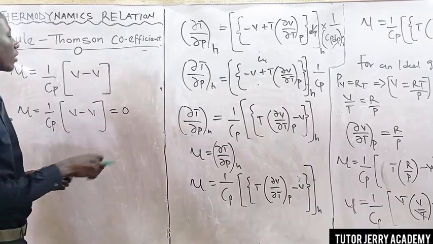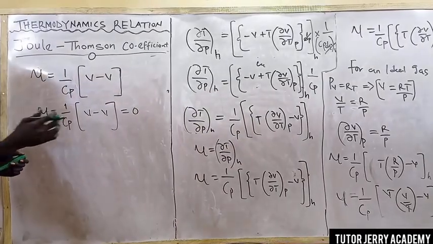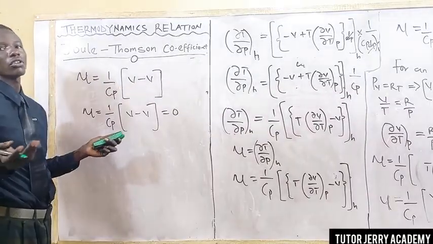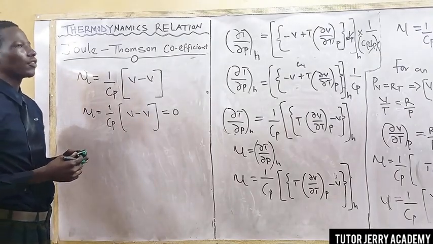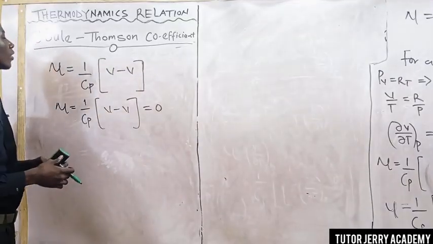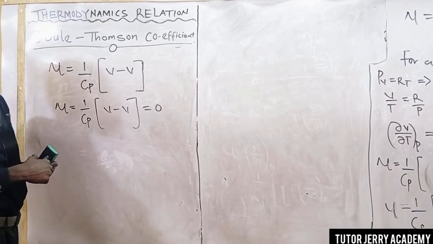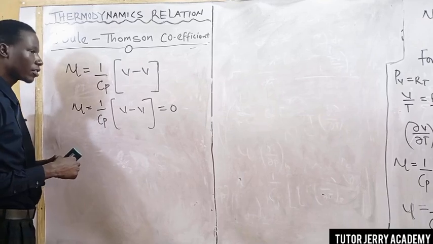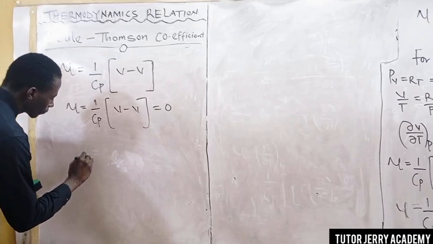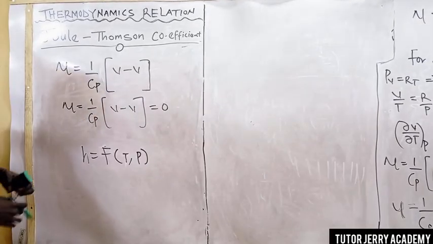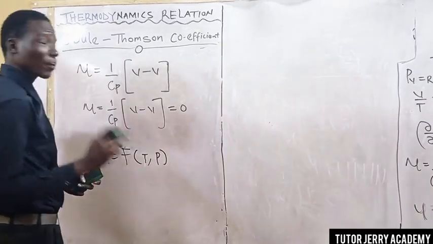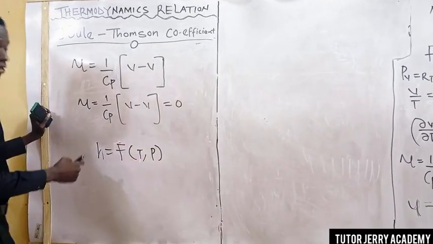Next, we are going to be deriving a relation from the Joule-Thomson coefficient. We are going to be deriving an equation for the constant temperature coefficient. We are going to be using enthalpy, because we know that enthalpy H is a function of temperature and pressure. So from our fundamentals of partial derivatives, we can rewrite this.